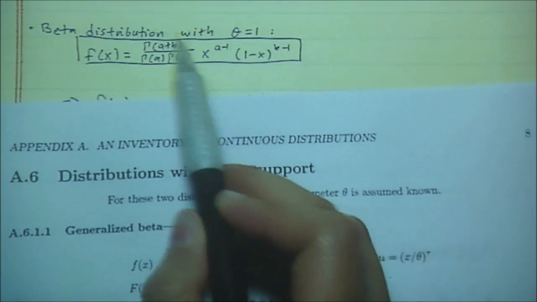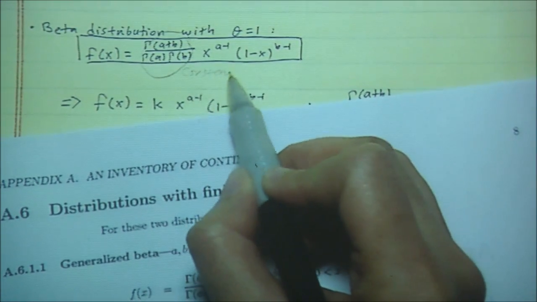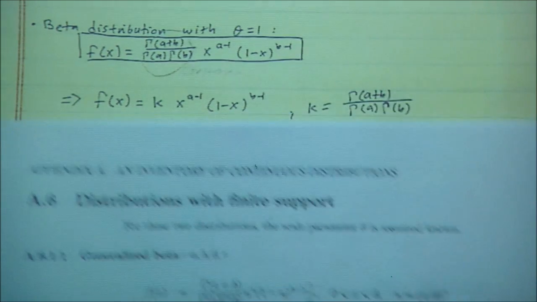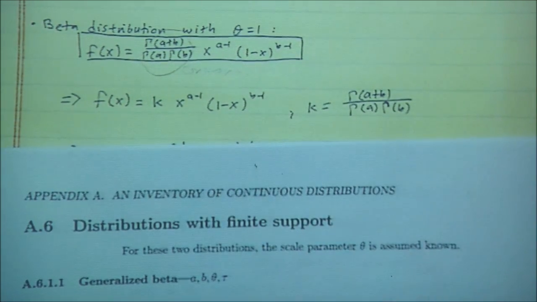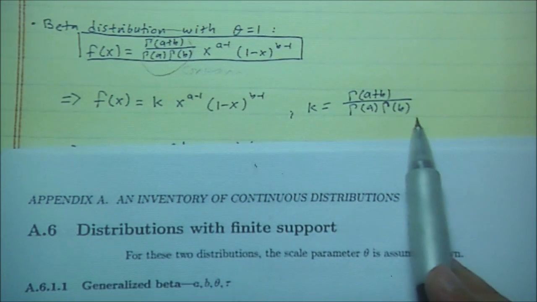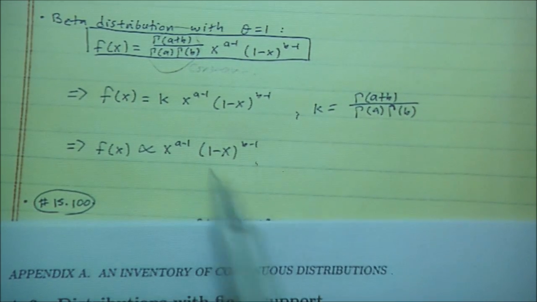Notice that this part is always a constant. Therefore, we can write the distribution as f(x) equals k times x to the a minus 1 times 1 minus x to the b minus 1 for some constant k. And we can also say that f(x) is proportional to x to the a minus 1 times 1 minus x to the b minus 1.